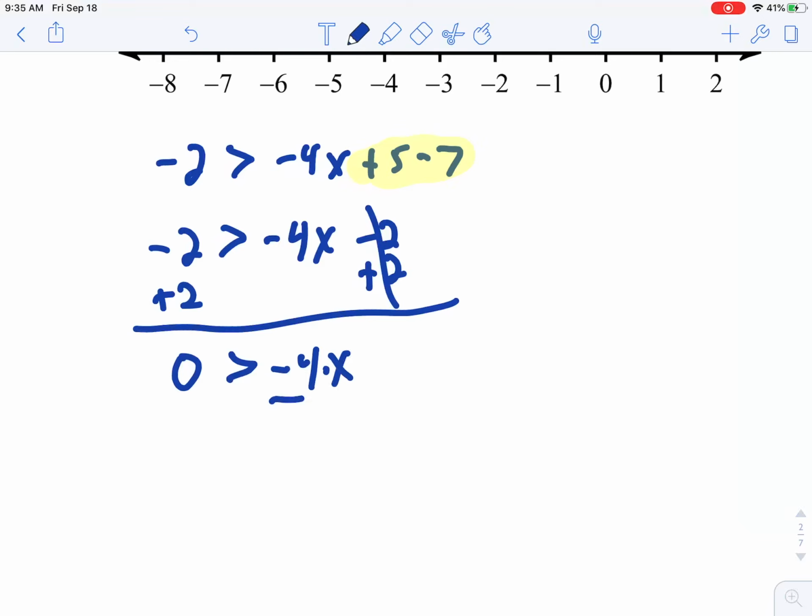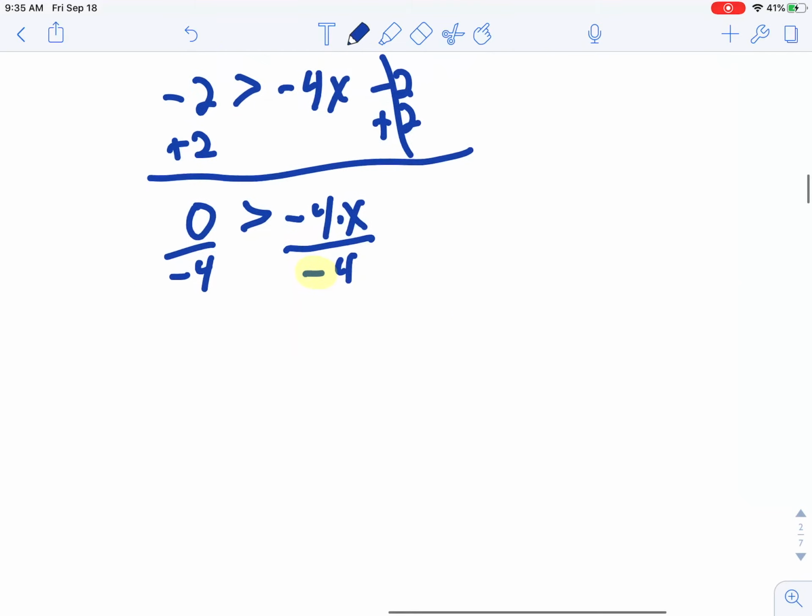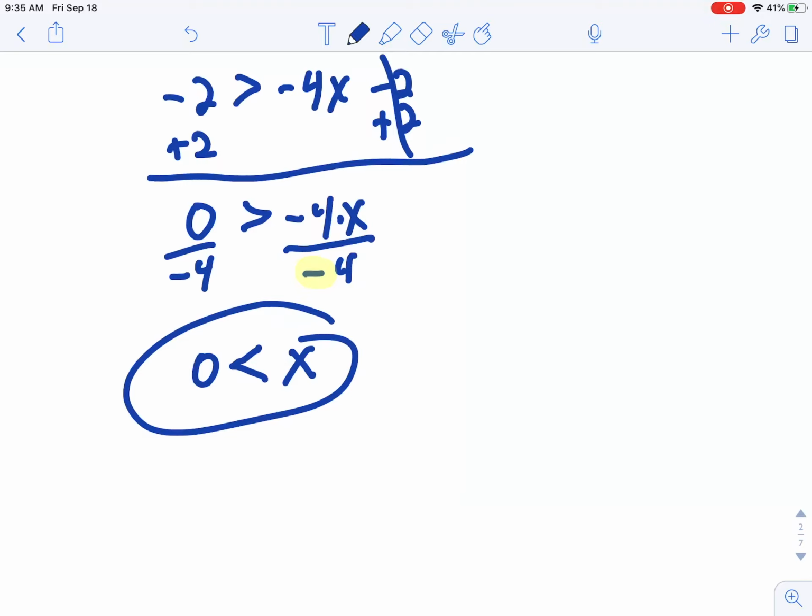This is times, so I have to divide. Now, notice I am dividing by a negative, so we have that special rule that whenever you divide by a negative, you have to flip the symbol around. You get 0 is less than x. Now, this is correct. You could call this your final answer. However, if we rewrite it so the variable is on the left, it looks like this.